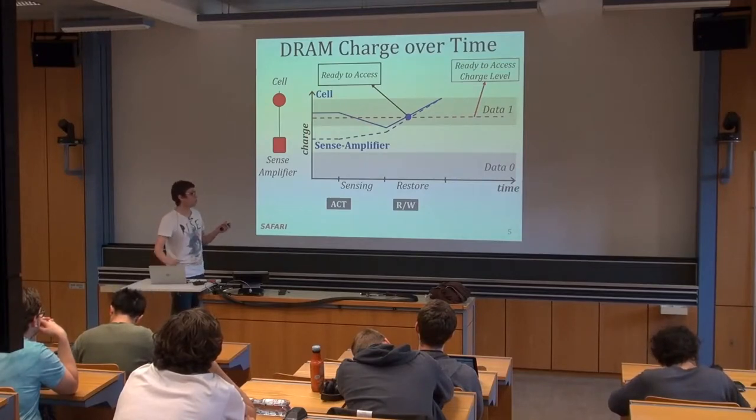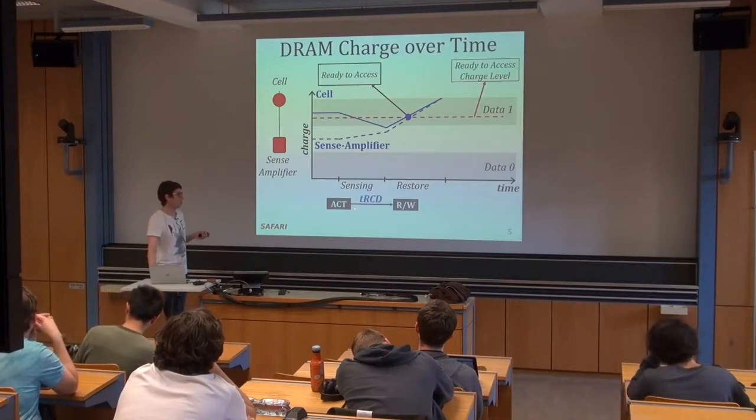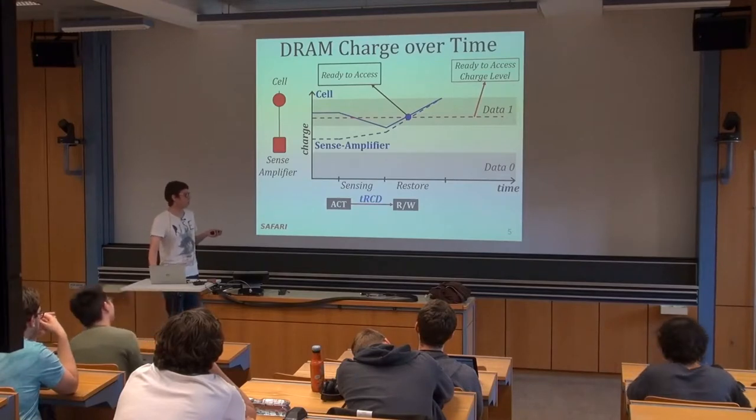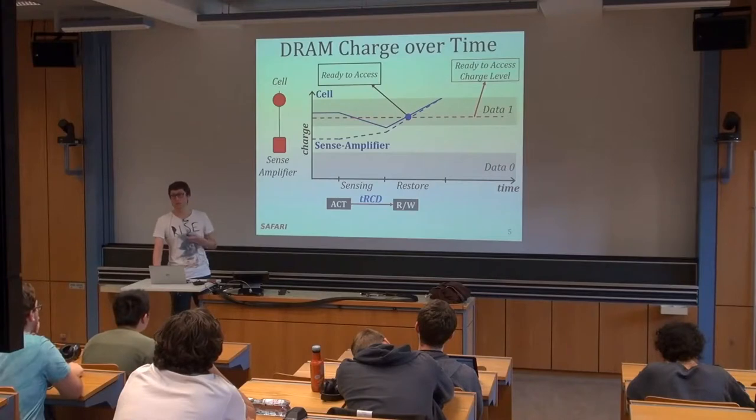This basically means the memory controller is allowed after this point to issue read and write commands to the DRAM. We call this timing that the memory controller needs to satisfy TRCD. Whenever the memory controller issues an activate command, it needs to wait at least for TRCD time, which is defined in the DRAM specification. And after that, it can issue a read or write command.